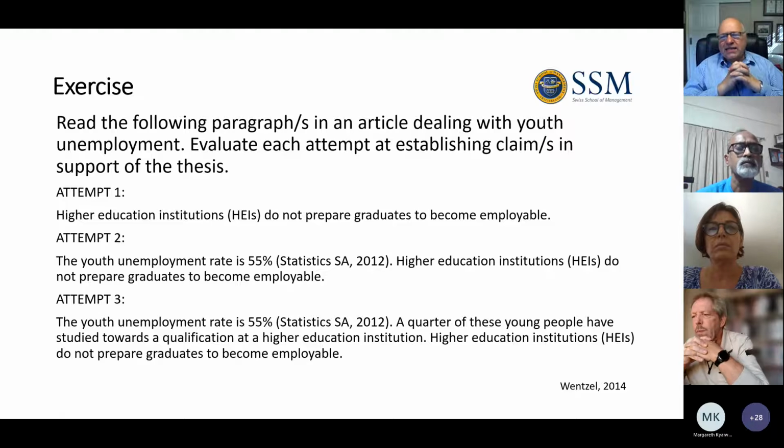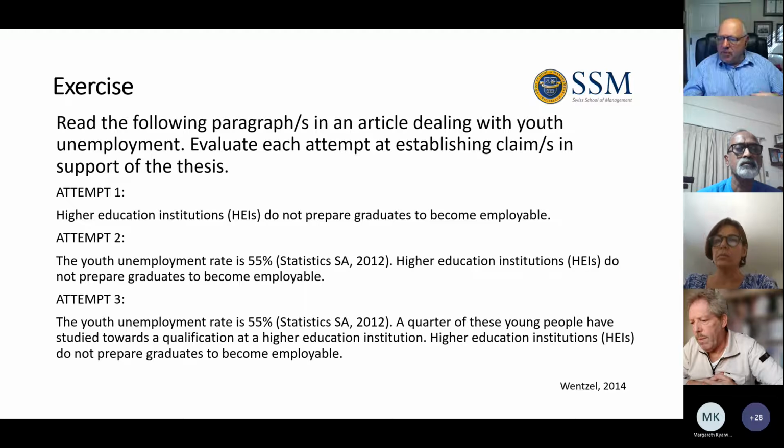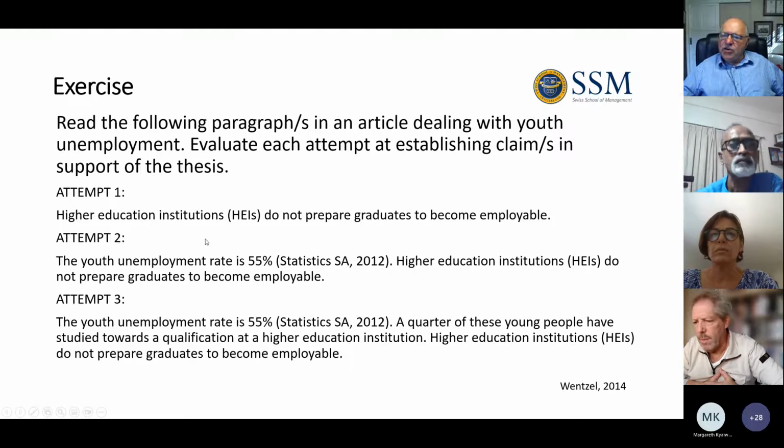So in formulating that, it's very interesting. This is how we develop, I think, the argument. You can have a look here and see which is best. I mean, here's the first attempt. This is higher education institutions in South Africa. So attempt 1 is: higher education institutions do not prepare graduates to become employable. As you can see, this is a generalization. This is obviously a claim that is made. Okay, now how are we going to take this claim further and substantiate it and provide evidence?